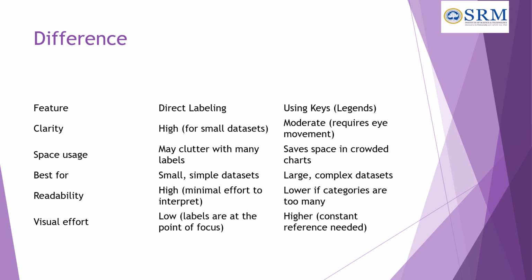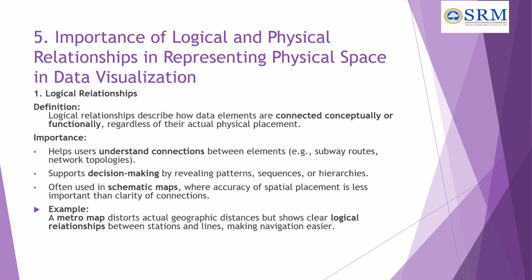On the other hand, using a key helps save space and works better for bigger, more complex charts. However, it takes more effort to read because your eyes have to move back and forth between the chart and the key. So direct labeling is best for clear and simple data, while keys are better for large charts with lots of information.